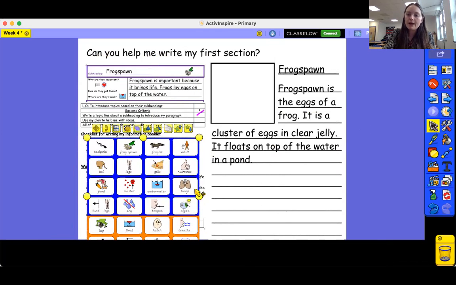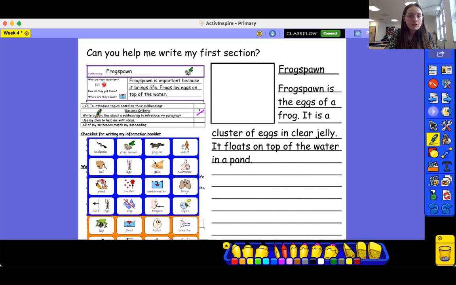Let's have another look at my success criteria. Write a topic line about a subheading to introduce my paragraph. That is here. That was the first thing I wrote. I explained what frog spawn is. Use my plan to help me with my ideas. So the next things I've said are explaining what frog spawn is. I've said it's a cluster of eggs in clear jelly. It floats on top of the water in a pond. Have I taken that from any of the parts from my plan? Let's read my plan and check.